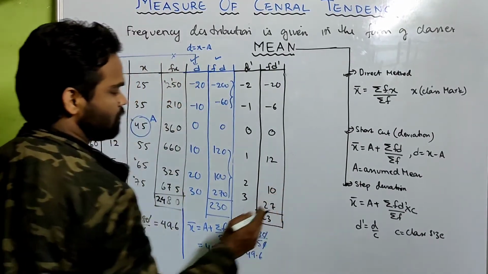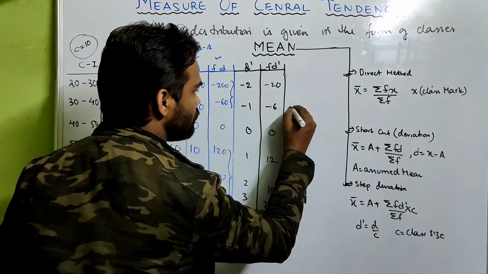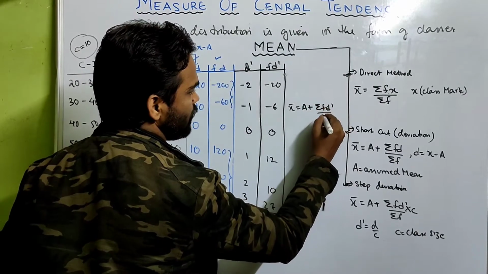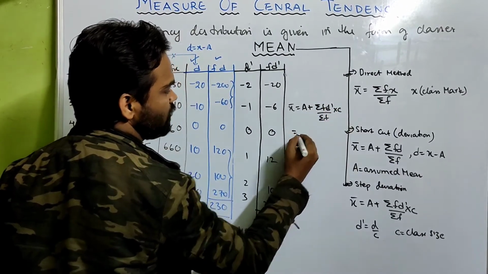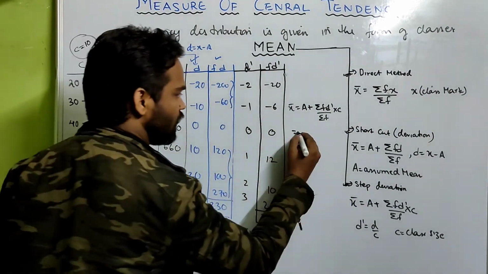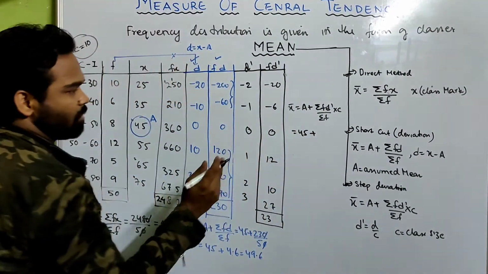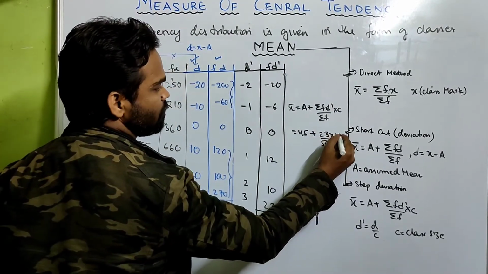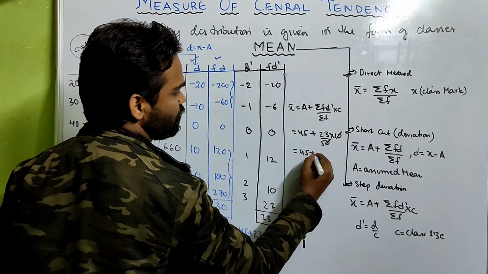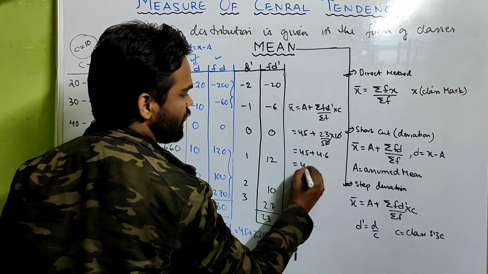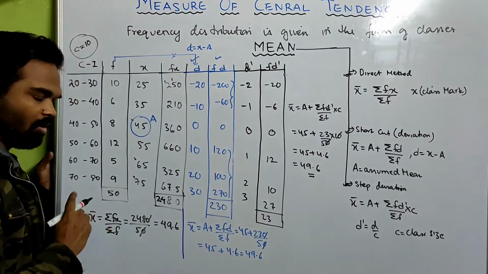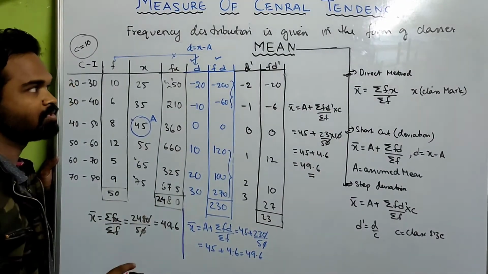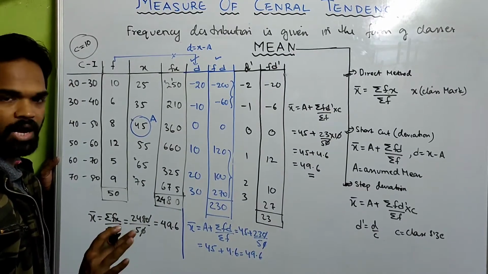Now we'll calculate the mean by step deviation. See, mean is what? A plus sigma FD dash by sigma F multiplied by C. Just solve it. A is how much? A is 45 plus sigma FD dash is 23 by 50 multiplied by C is 10. So solve it. We'll get 45 plus again 4.6, that's 49.6. So in all the three cases, though the method used was different, the mean still comes the same. I hope this is clear.